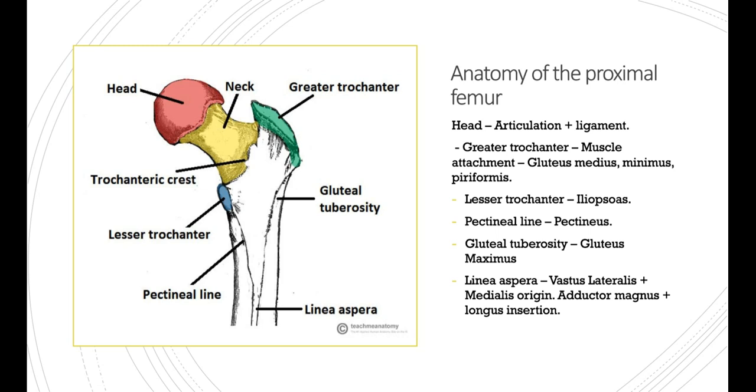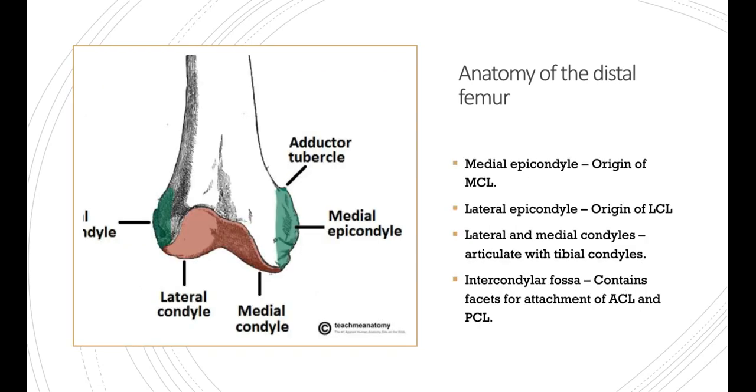The pectineal line is the insertion for the pectineus muscle, and the gluteal tuberosity is the insertion for the gluteus maximus muscle. And this eventually forms into the linea aspera of the femur, which is also the origin and insertion of muscles, such as the vastus lateralis and vastus medialis originate from here. The vastus lateralis will originate from the lateral lip of the linea aspera, and the vastus medialis will originate from the medial lip of the linea aspera. And also the adductor magnus and adductor longus muscle will insert to the medial lip of the linea aspera.